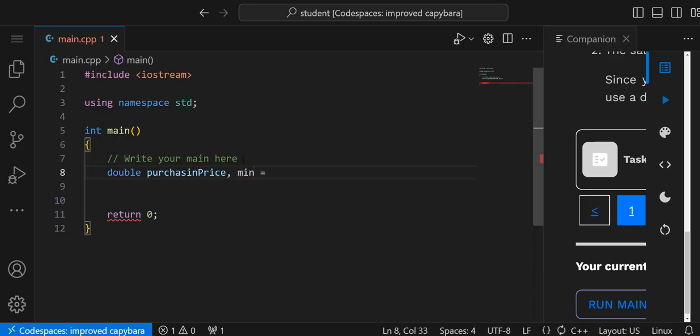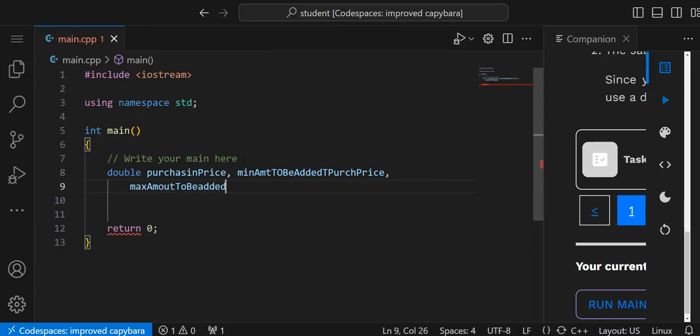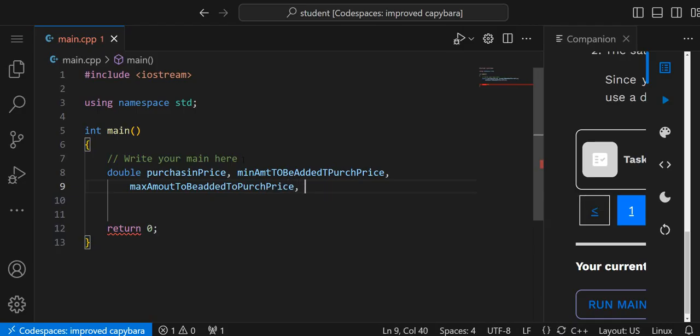Minimum amount to be added to purchase price, max amount to be added to purchase price, comma, fixed commission, and commission as a percentage.